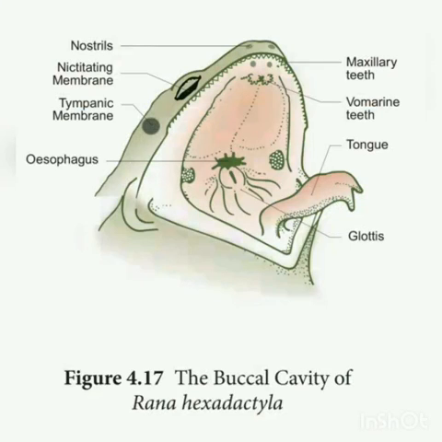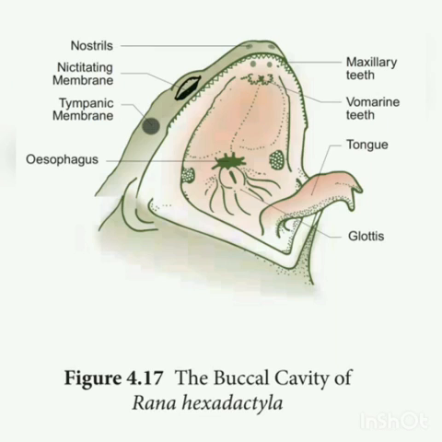A row of small pointed maxillary teeth is found on the inner region of the upper jaw. In addition, vomerine teeth are also present as two groups, one on each side of the internal nostrils. So teeth are present in the mouth of this frog: maxillary teeth and vomerine teeth. The lower jaw is devoid of teeth. Lower jaw has no teeth.